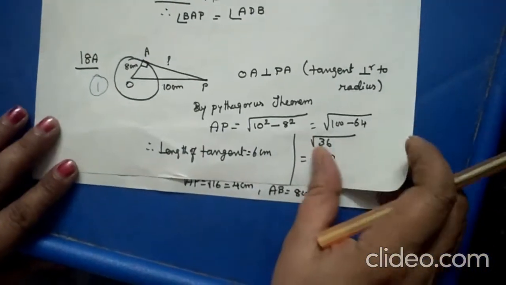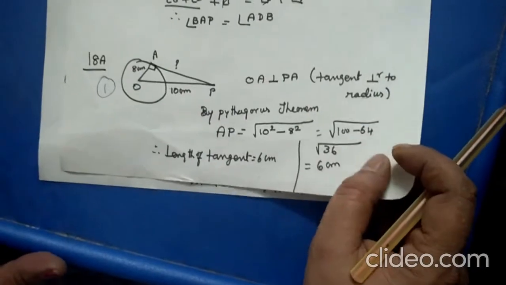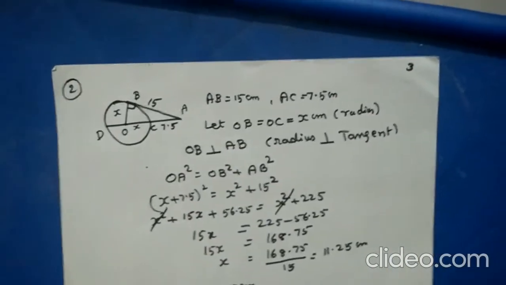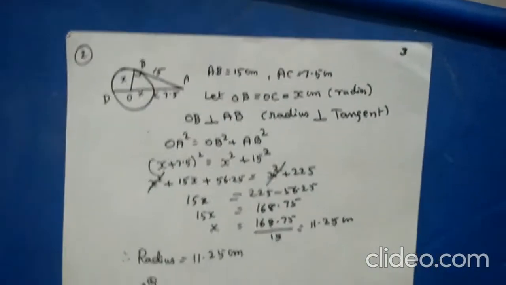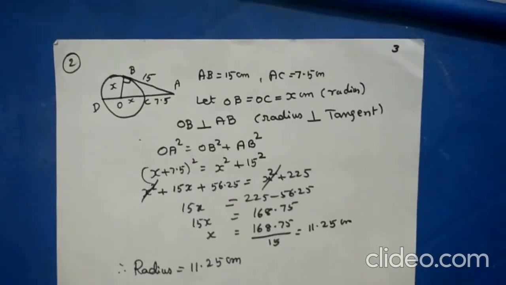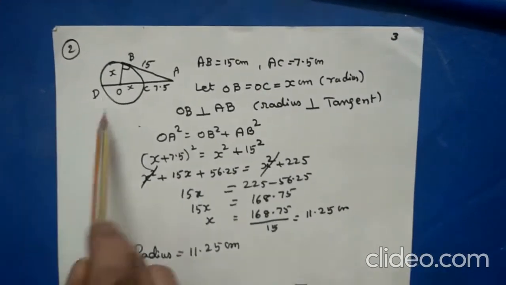You will get 6 centimeter. Therefore, the length of the tangent is 6 centimeter. Coming to the question number 2. Now I am solving the 5 questions in the video. The remaining questions I will solve and send through PDF. Now question number 2, what is given?